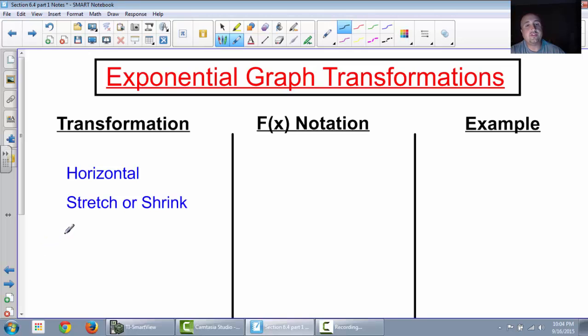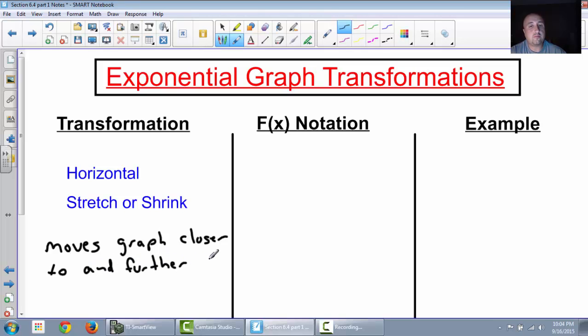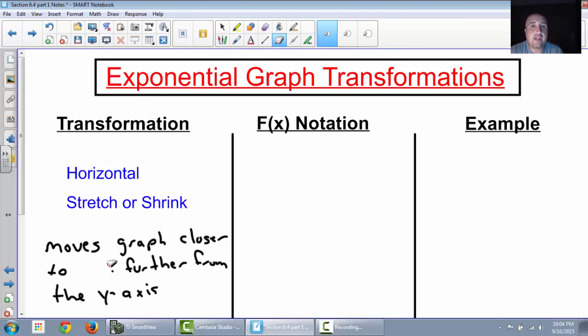Okay, so basically what this does is it moves your graph closer to or further from the y-axis. Okay, so a horizontal stretch or shrink, it moves your graph closer to, and I should actually, instead of and, I should actually write or, because it's one or the other. Okay, so how do we do this?